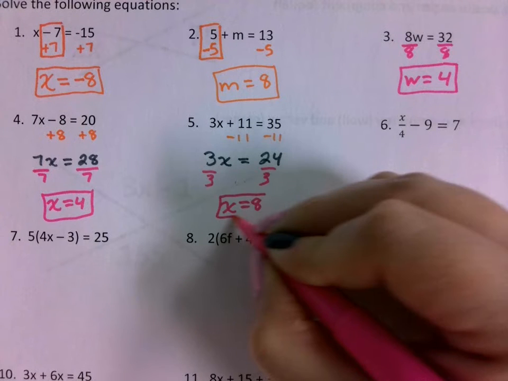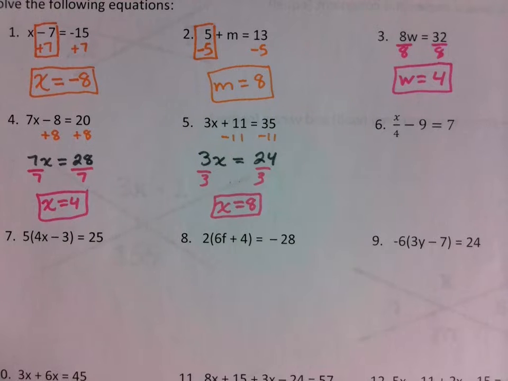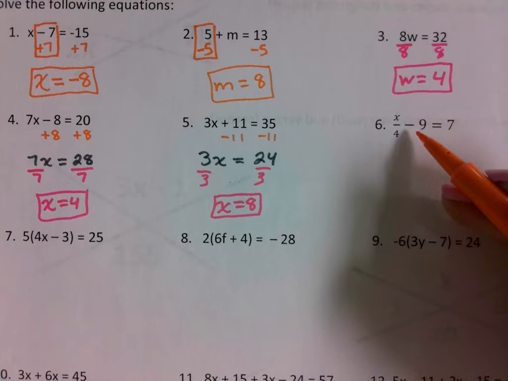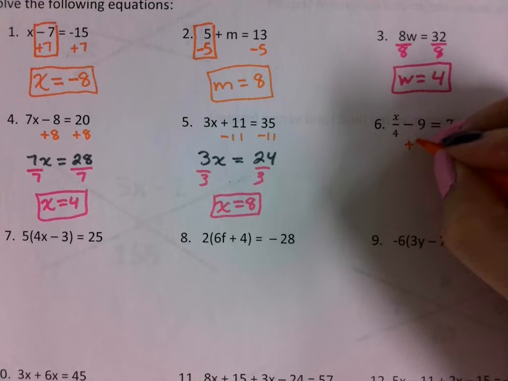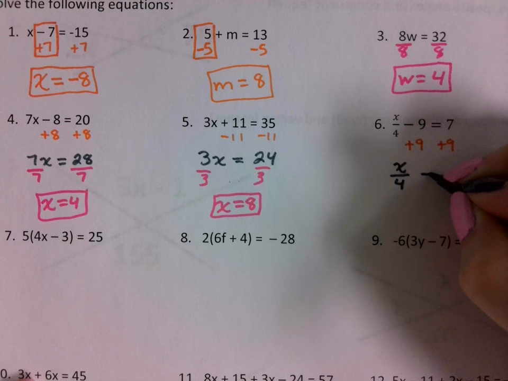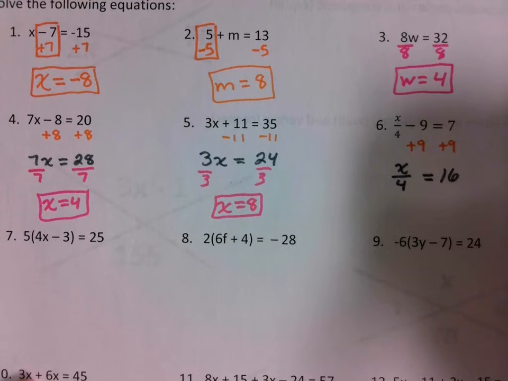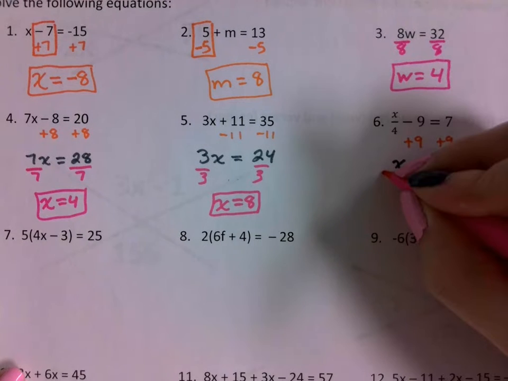Problem number 6, x over 4 minus 9 is equal to 7. You would add 9 to both sides first. That would give you x over 4 is now equal to 16. You would then multiply both sides by 4, and you would get x is equal to 64.